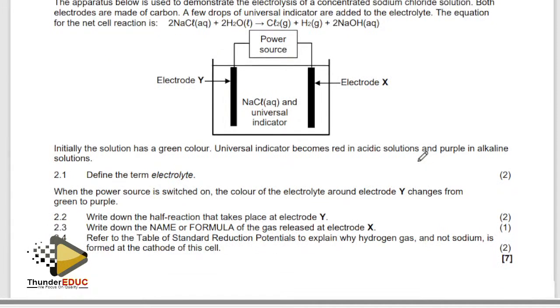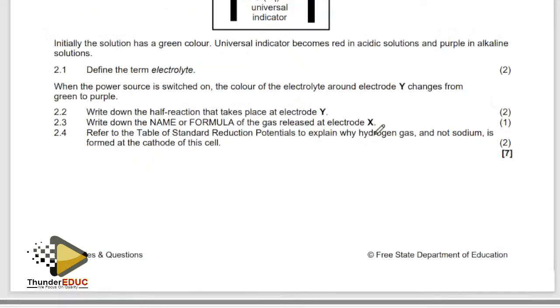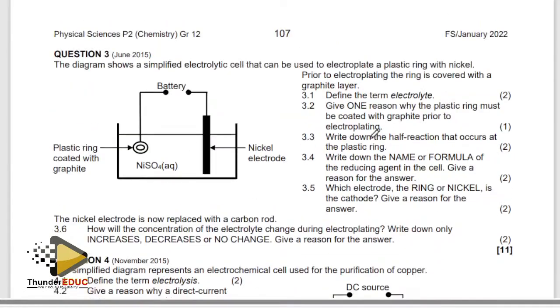What is electrolysis, and what is an electrolyte? An electrolyte is the substance which will undergo electrolysis. It can even be a solid sometimes. It can be a liquid, it can be a solid, it can be a gas. No, not a gas. It can be in aqueous form.